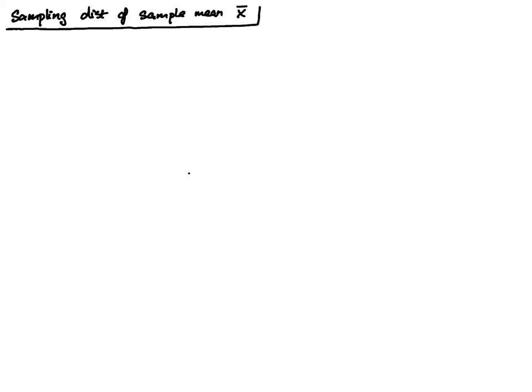So let's now talk about the sampling distribution of the sample mean x bar. Suppose we have a variable x, right, with mean mu of x and standard deviation sigma of x.